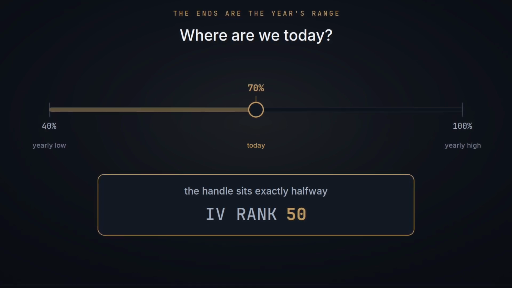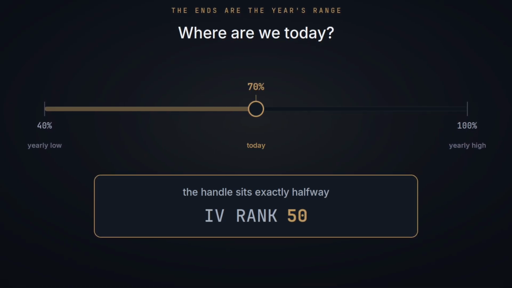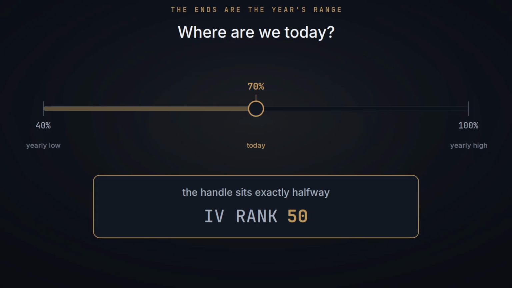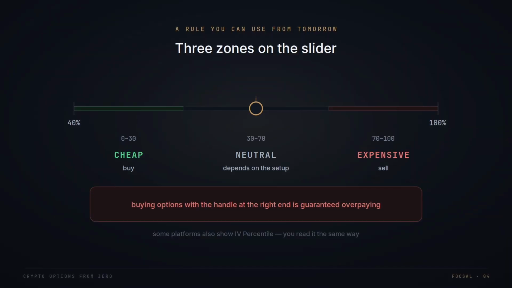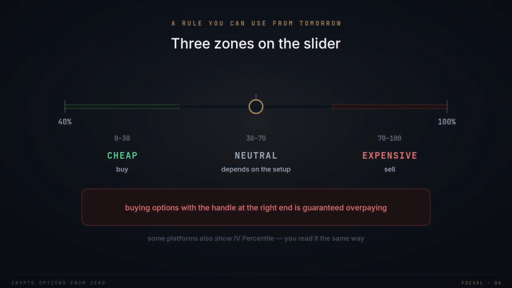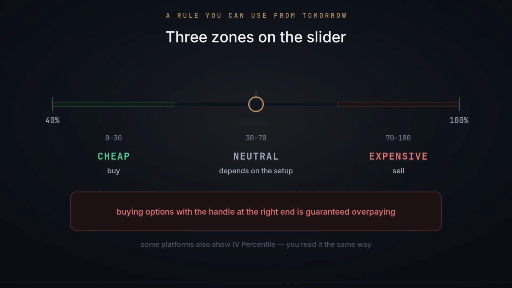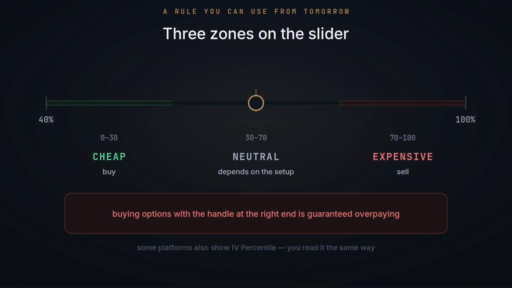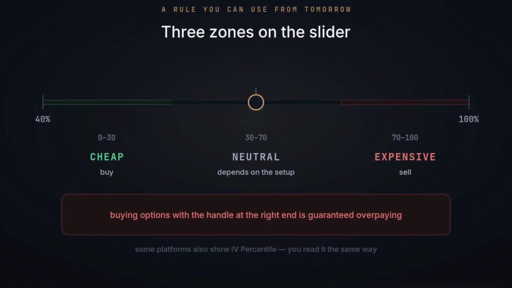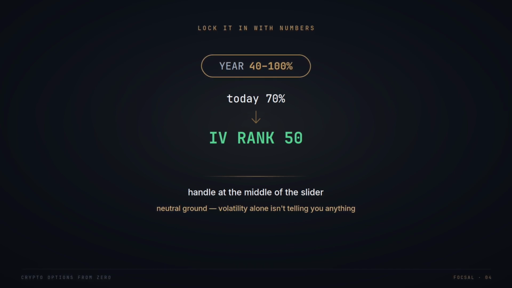And that's IV rank, nothing more than that. It's the position of the handle on the slider, expressed from 0 to 100. Today, 50. Here's the rule you can use from tomorrow. Handle on the right, above 70. Options are expensive compared to the whole year. The natural move is selling premium. Handle on the left, below 30. Options are cheap. The natural move is buying. The middle of the slider is neutral ground. Volatility itself isn't telling you anything. It comes down to setup and direction.